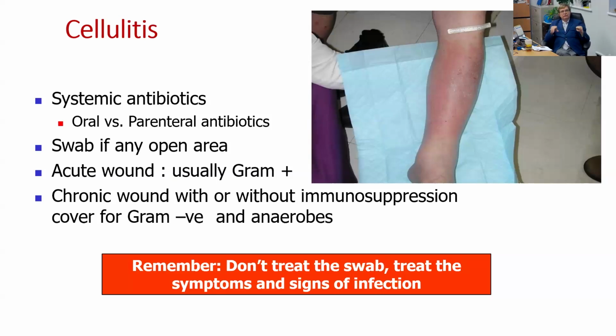Cellulitis, see, you can draw a line around the top and the bottom of this. Oral or parenteral, that means IV antibiotics. Swab if an open area. Acute wound, it's usually gram-positives. In chronic wounds, you look for gram-negatives and anaerobes, even without immunosuppression. But don't treat the swab, treat the symptoms and signs of infection. Next.